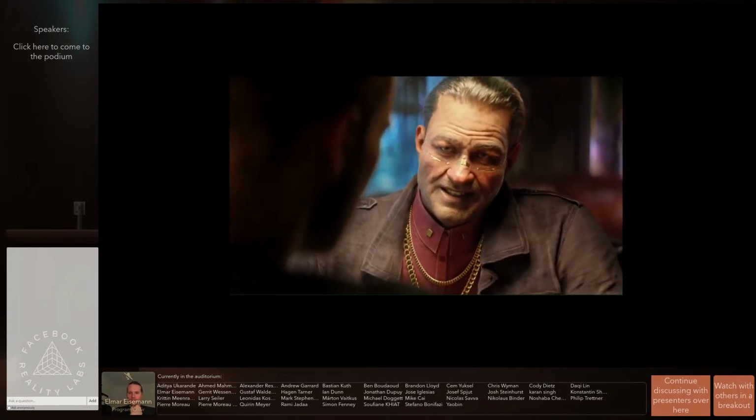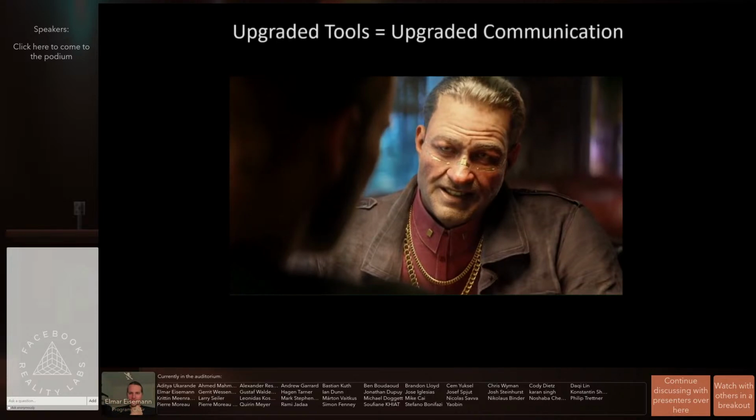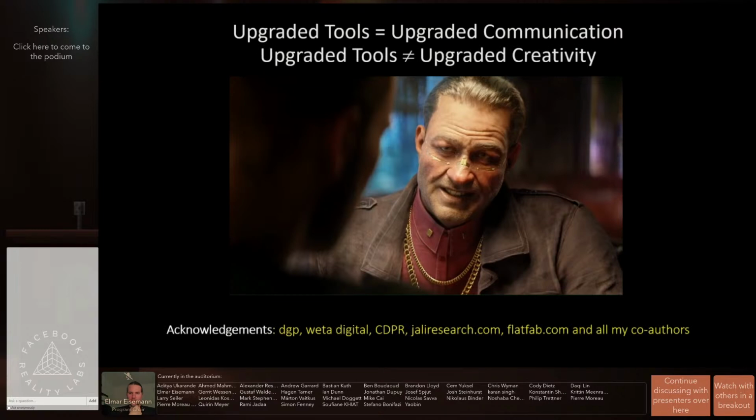I leave you with one final thought. Upgraded tools provide upgraded communication. They do not in themselves produce better or upgraded creativity. The ideas are all in our heads. Better tools just make it easier to get them out. Thank you.